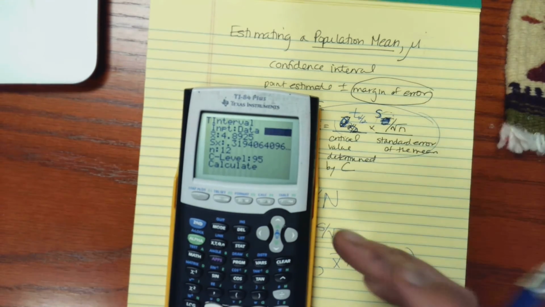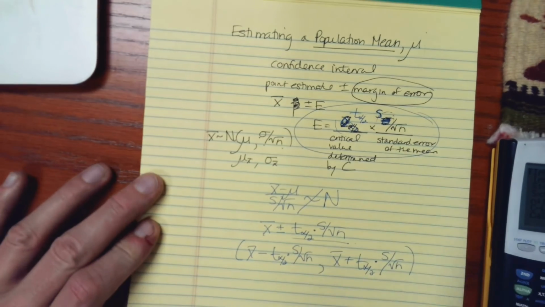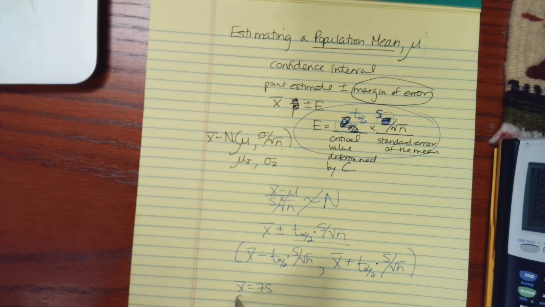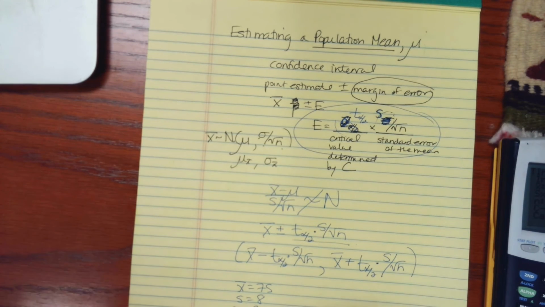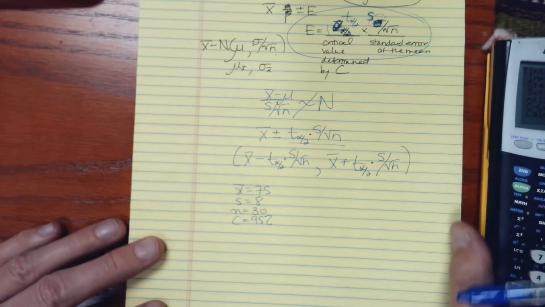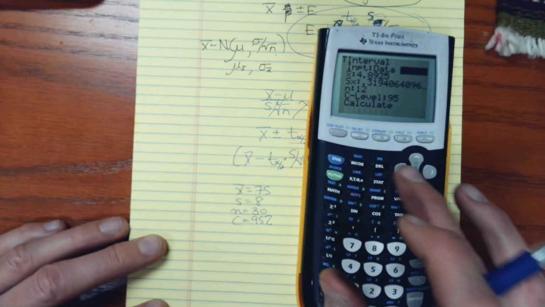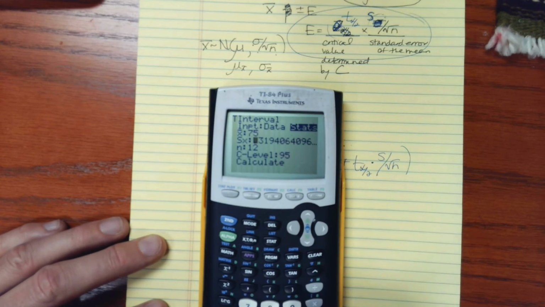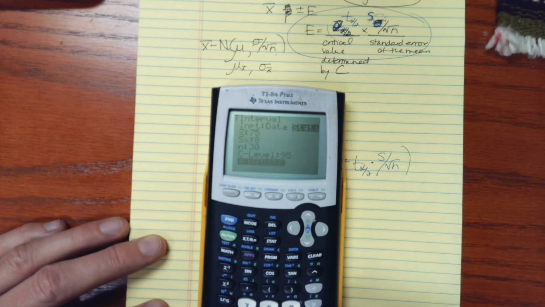So for instance, let's say that you have a sample mean of 75, a sample standard deviation of 8, and this is from a sample of 30. And you want to construct a 95% confidence interval. So I would change my x bar to 75, this to 8, this is 30, and then hit calculate.